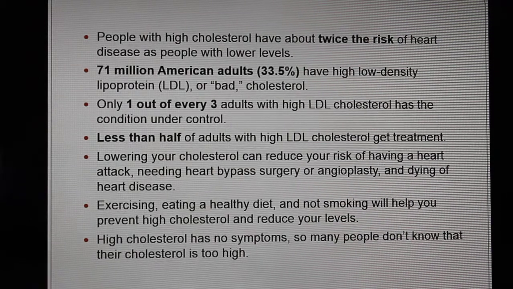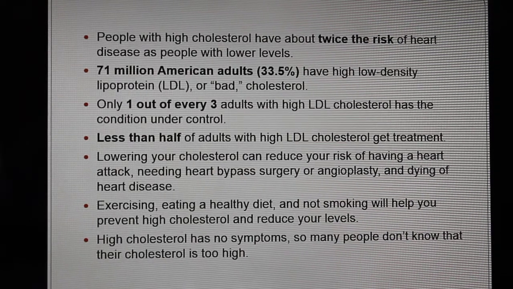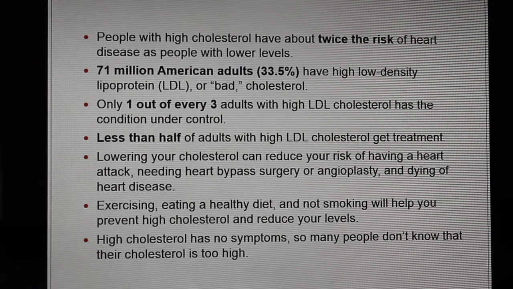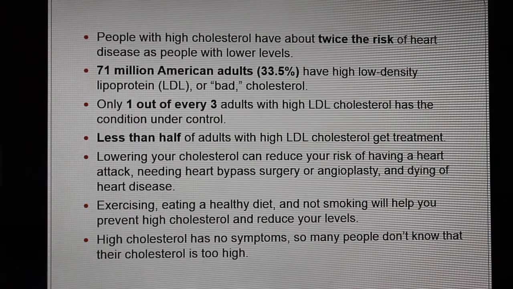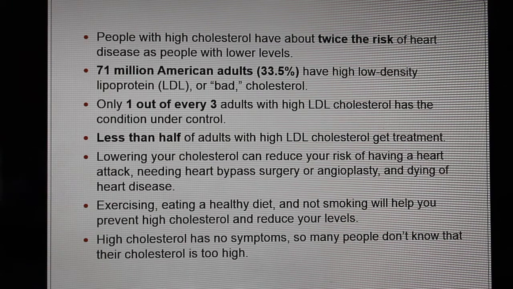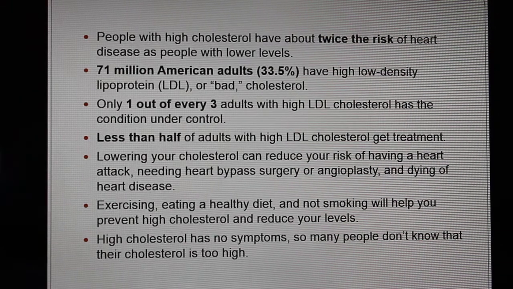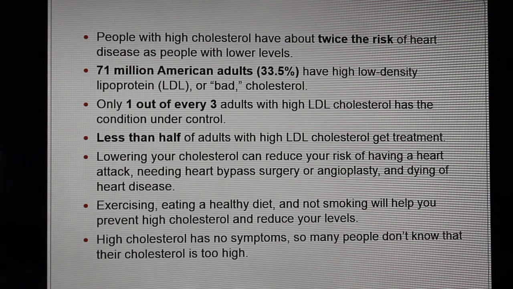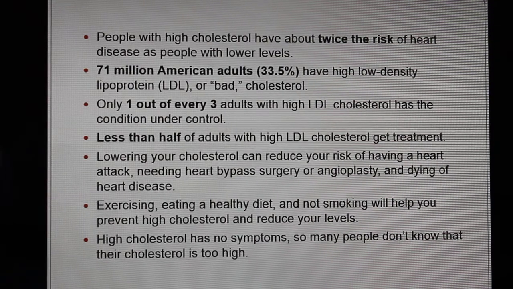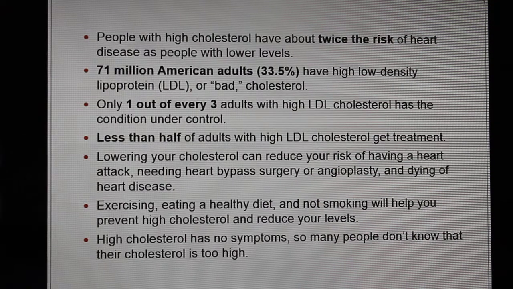Lowering your cholesterol can reduce your risk of having a heart attack. That's what this is all about. It will lower your need for, hopefully, having a heart bypass or an angioplasty, or dying. Exercising, eating a healthy diet, and not smoking will help you prevent high cholesterol and reduce your levels. That's all there is to it.